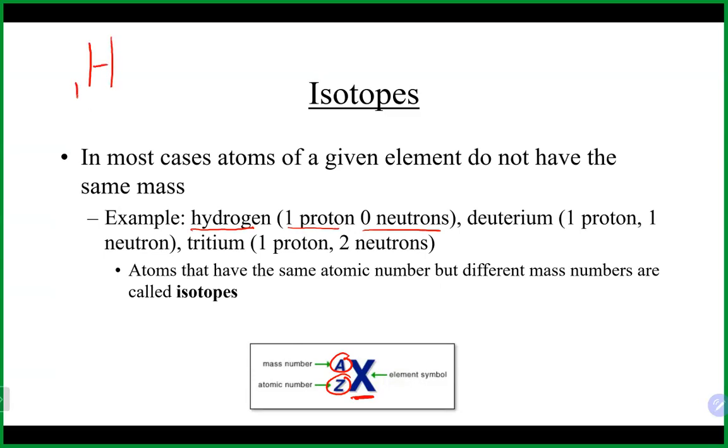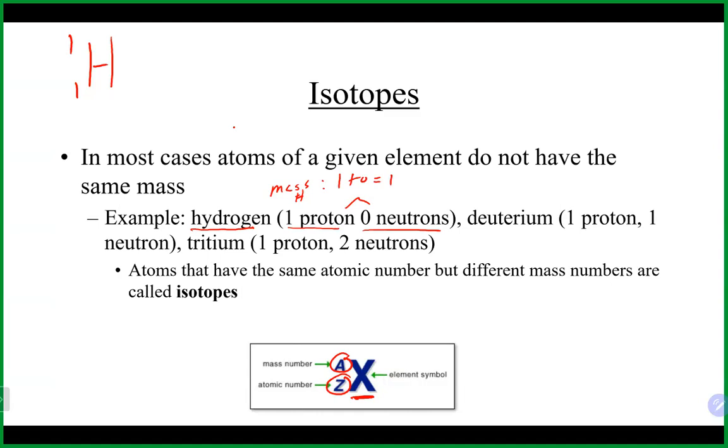You would also put the 1 on the bottom left as that's the atomic number. The mass number would be found by adding these together. So our mass number here would be 1 plus 0, which would be 1, and that would go up on top. And that would be the correct symbol there for hydrogen.